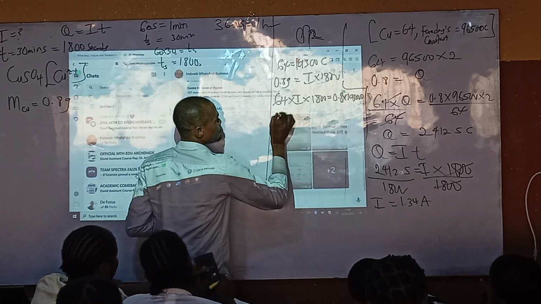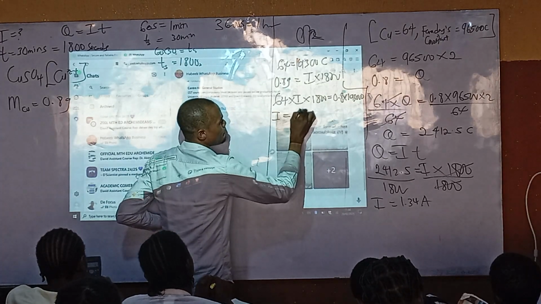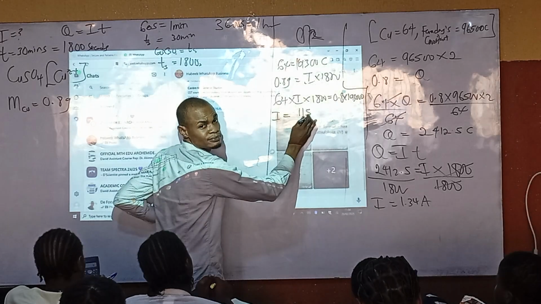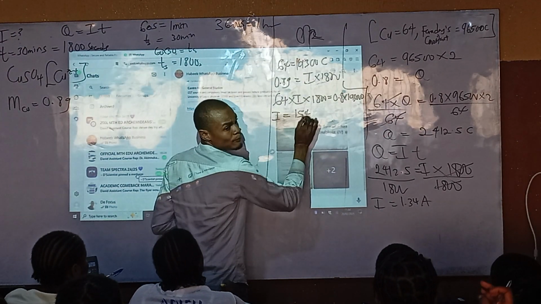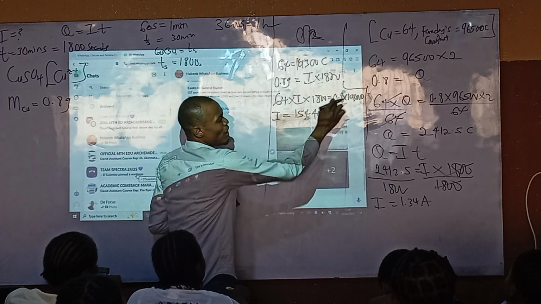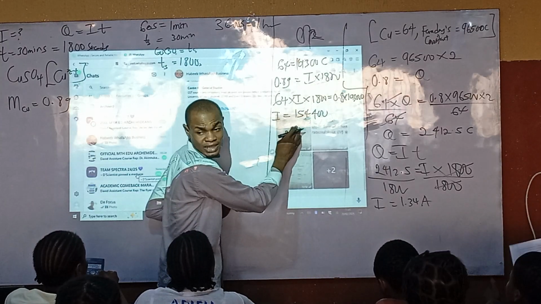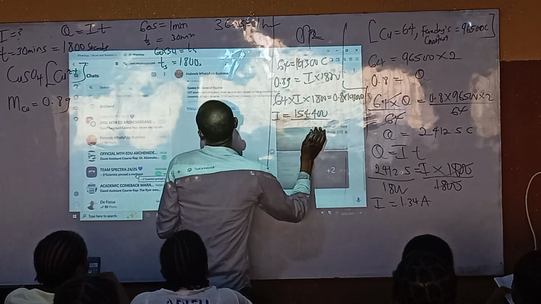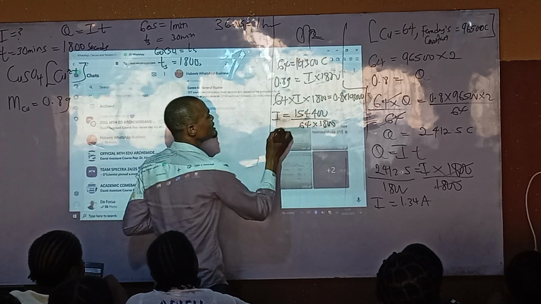Multiply this, then you divide: 0.8 and 193,000 gives 154,400, and you divide by 64 times 1,800. What is the answer?